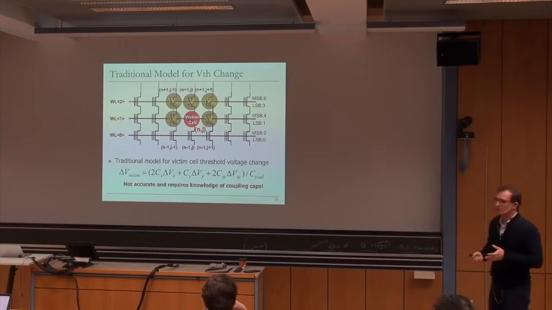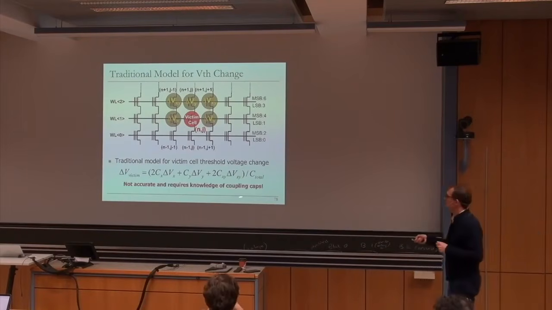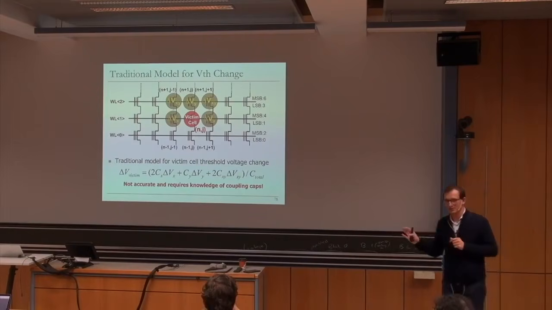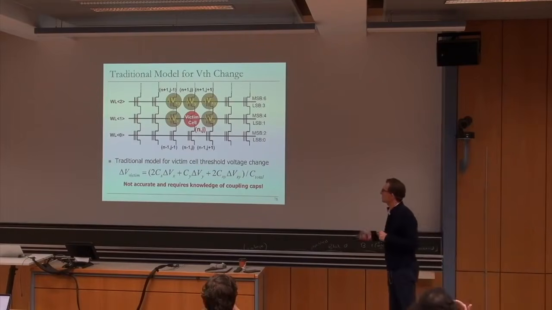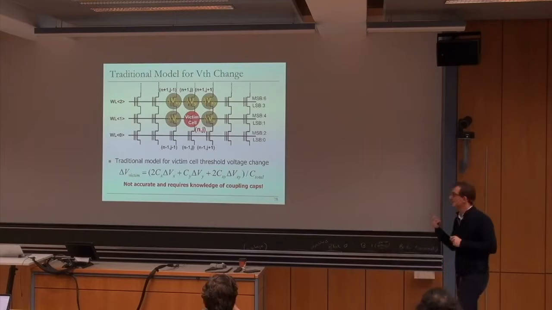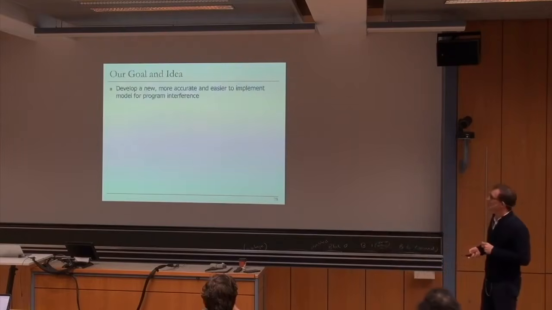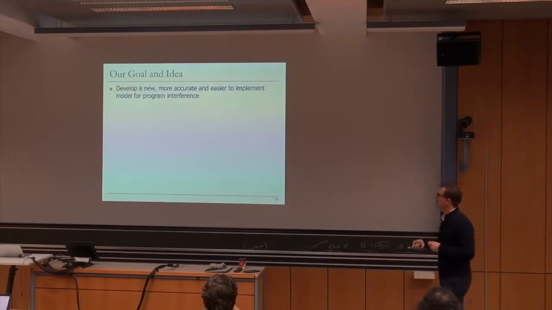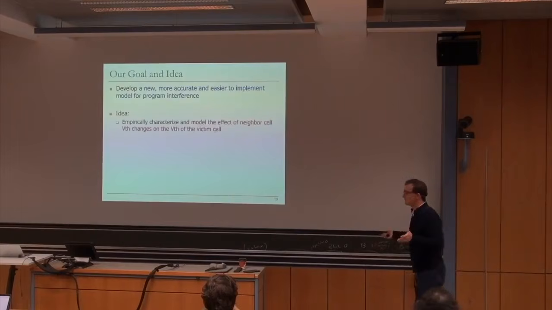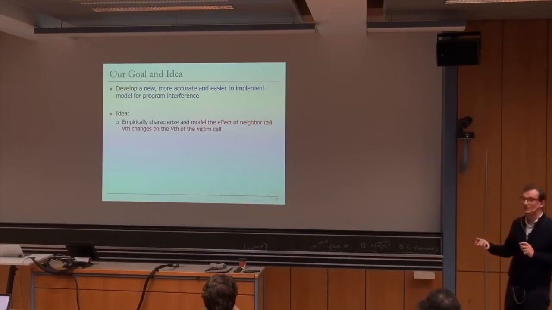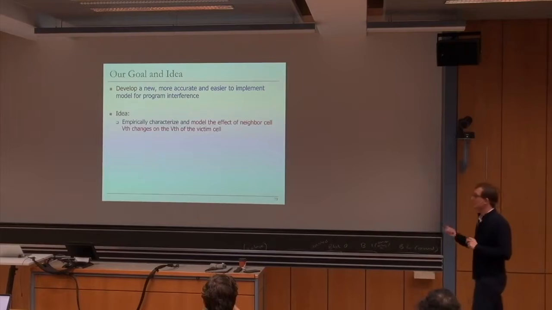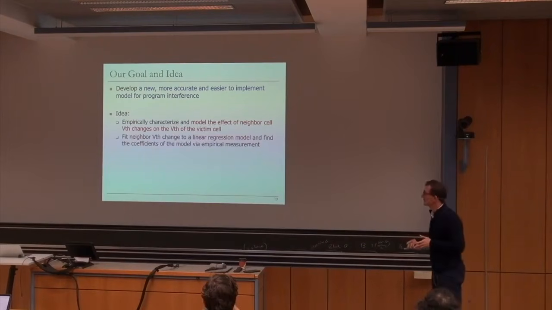Now it turns out this is usually not accurate and requires knowledge of these coupling capacitors. So it's very hard to implement in general. So if you really know your chip very well, even then you may not know your coupling capacitances. So we wanted to have a more abstract model to do this. A new, more accurate and easier to implement model for program interference. And the idea is very simple. If you can empirically characterize and model the effect of the neighbor cell threshold voltage change on the threshold voltage of the victim cell, you can do better.